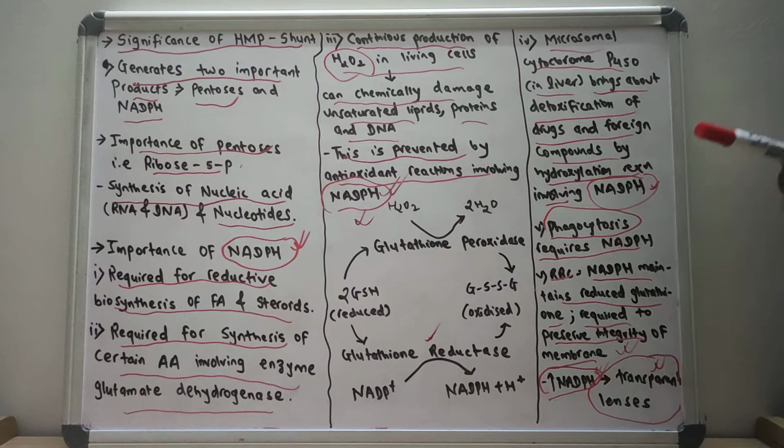The NADPH helps in phagocytosis, and it helps to maintain the reduced glutathione in the RBC so that the structural integrity of the RBC would be maintained. NADPH is also found in the lenses. The increased amount of NADPH helps to maintain the transparency of the lens. So these are the various significances of the HMP shunt that you should know.